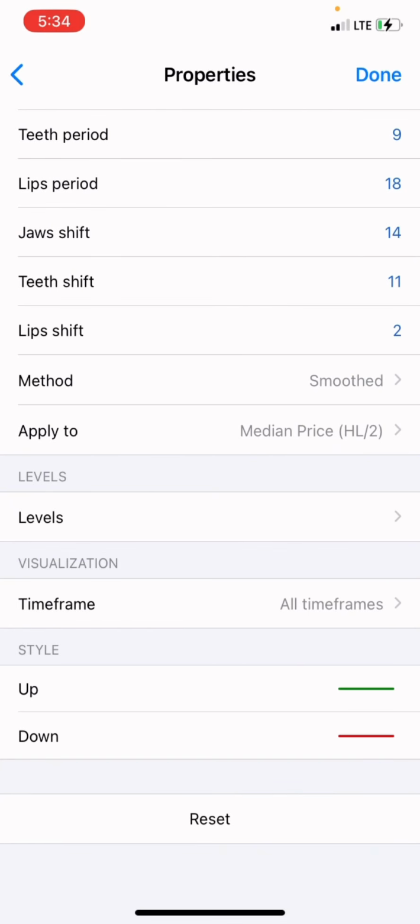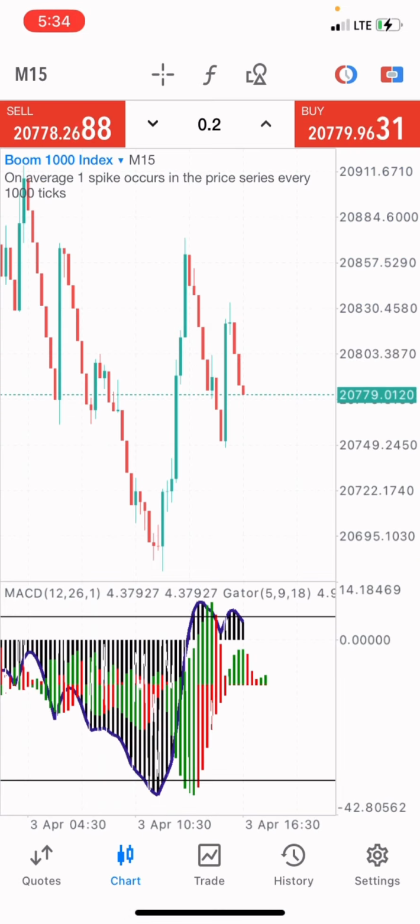So you get that done. You can use whatever colors that will be visible in your chart, whatever colors of your choice, but make sure they are visible on your charts. Click done when you're done with that, and you have your indicator appear on the charts.